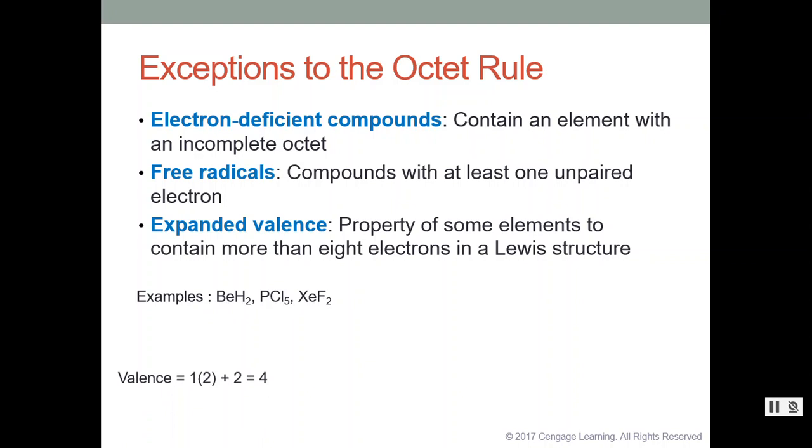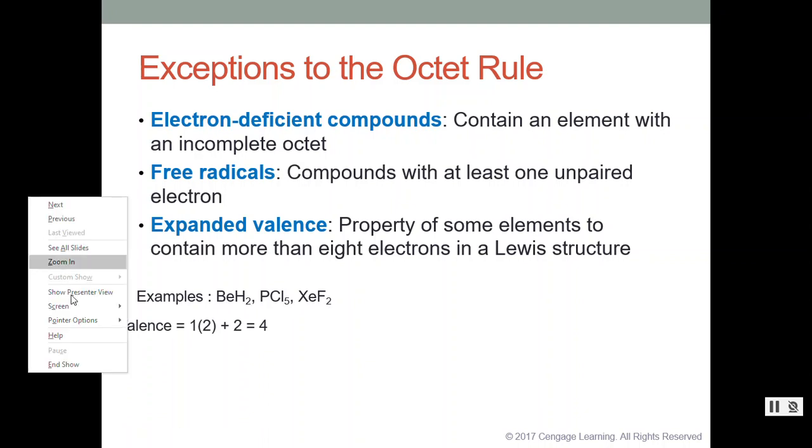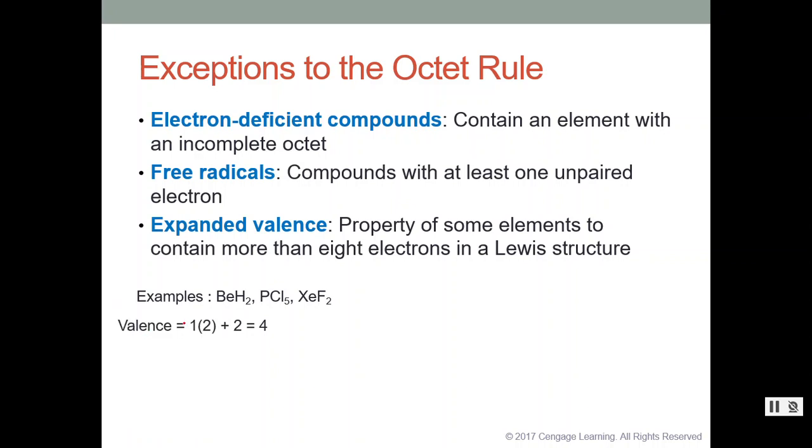So for BeH2, hydrogen in group 1, there's 2 of them. Beryllium, group 2, have a total of 4 valence electrons. Now let's go ahead and do the Lewis dot structure for BeH2.